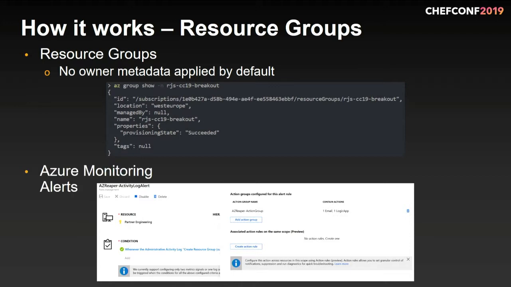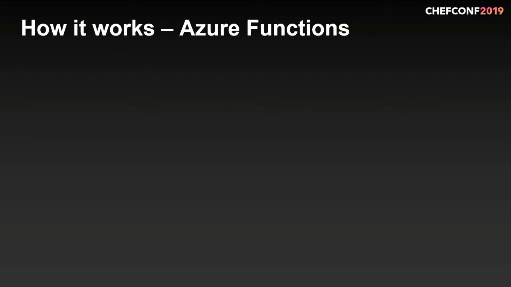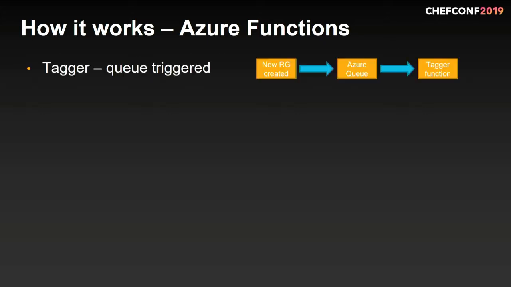Sorry, I've talked about the Azure monitoring alerts. Jumped ahead of myself there. Okay, so there are 3 functions that are part of the Azure Reaper. There is the tagger, which I've been talking about. The queue gets triggered: you get an Azure alert, a new resource group is created, it's put on the queue, and the tagger function picks that up. And that creates 3 tags.